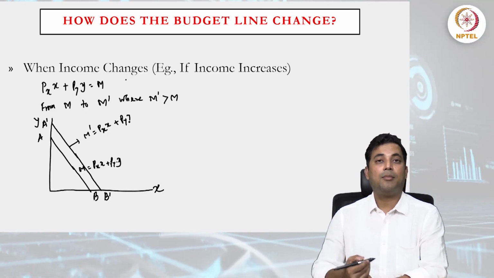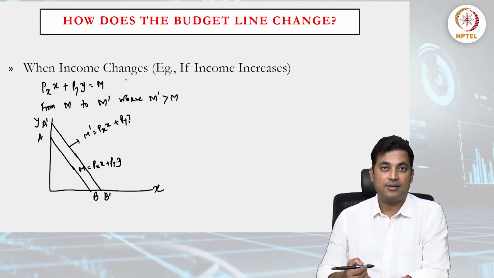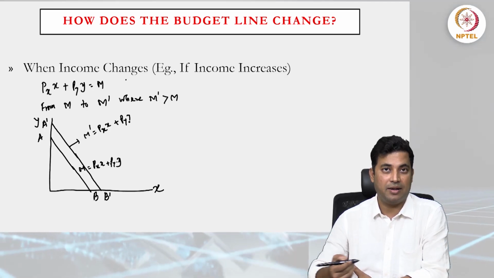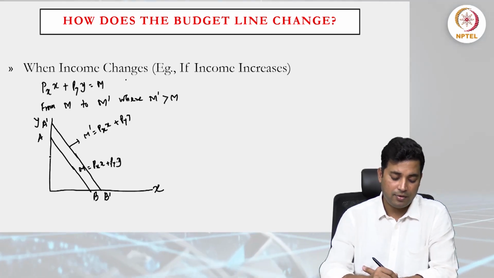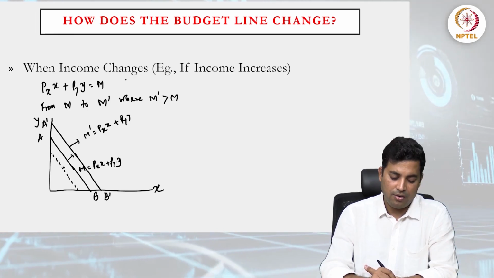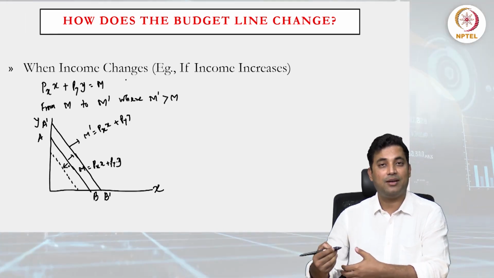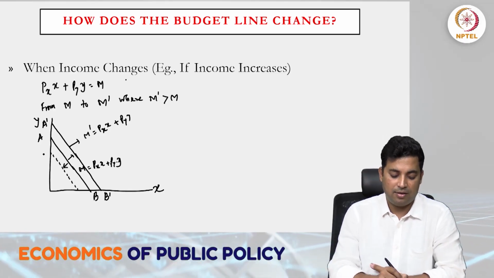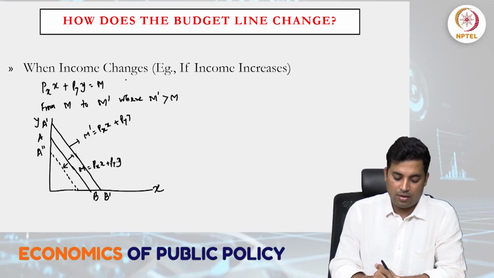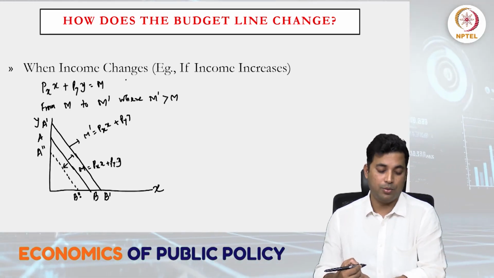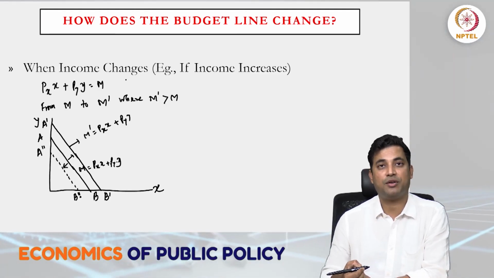So when income of an individual changes, then the budget line shifts parallelly. If income reduces, then the budget line will also be decreased. If income decreases, it will come downward than the original position of AB.